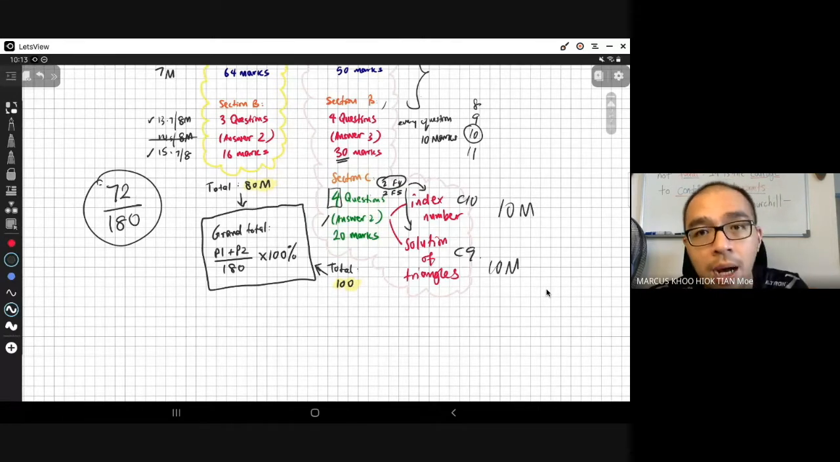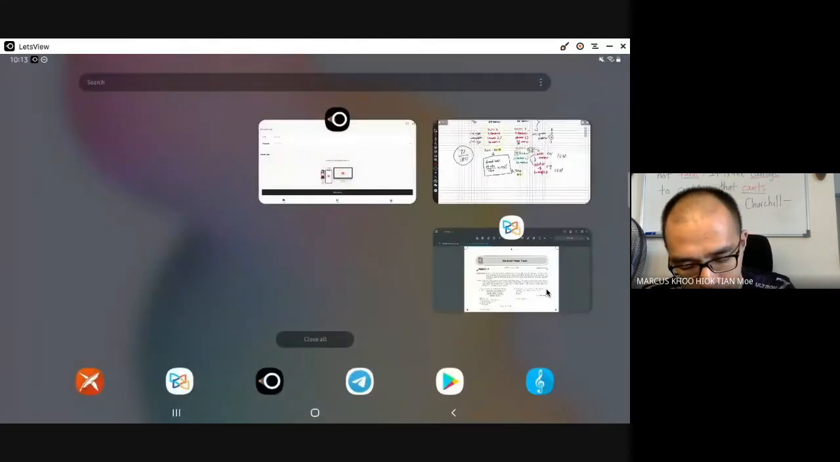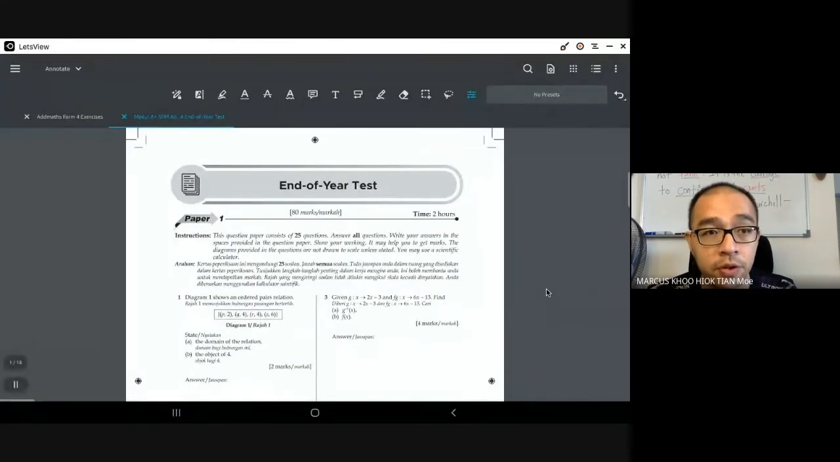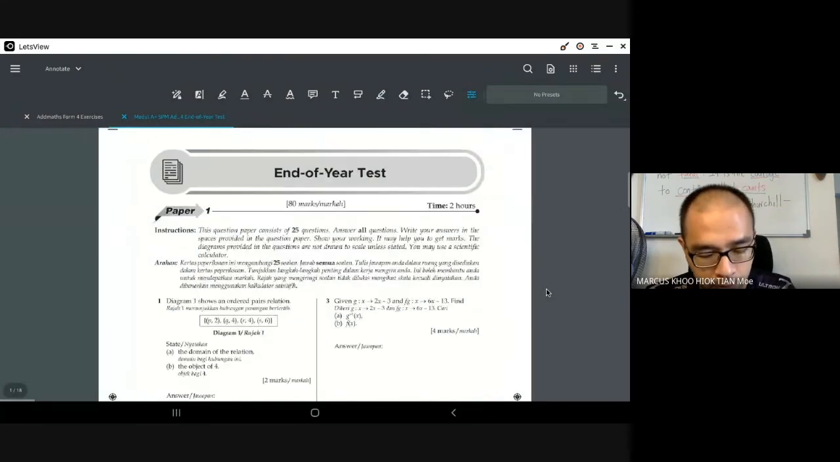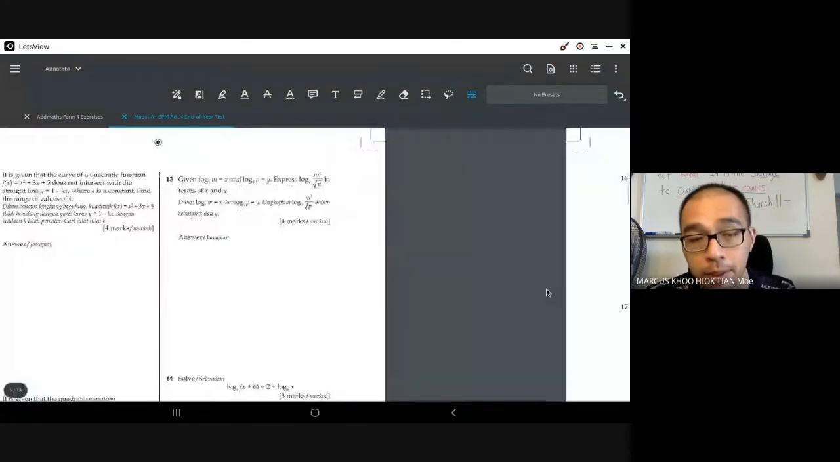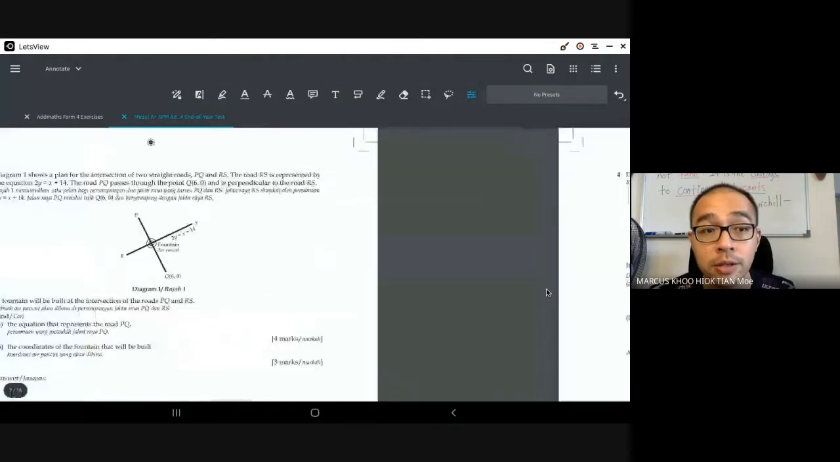So today, I want to start our revision by talking about chapter 10 first, index number. If you have this paper with you, I want you to turn to paper 2, because we know that this is a paper 2 question, right?